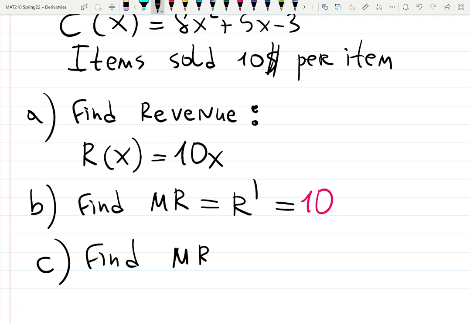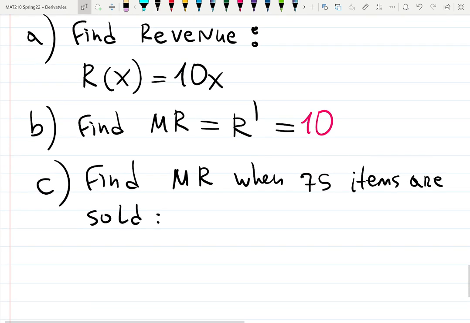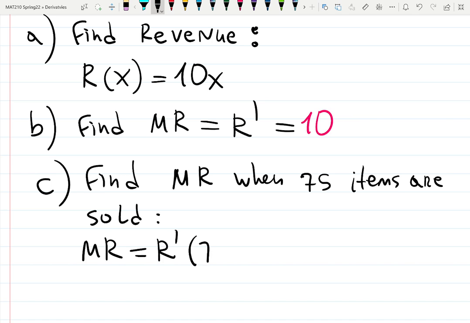find marginal revenue when 75 items are sold. So how much money? No, I would say, what is the change? So marginal revenue is how fast the revenue is changing. What is the change when I'm selling 75 items? That is marginal revenue, which is R prime at 75.